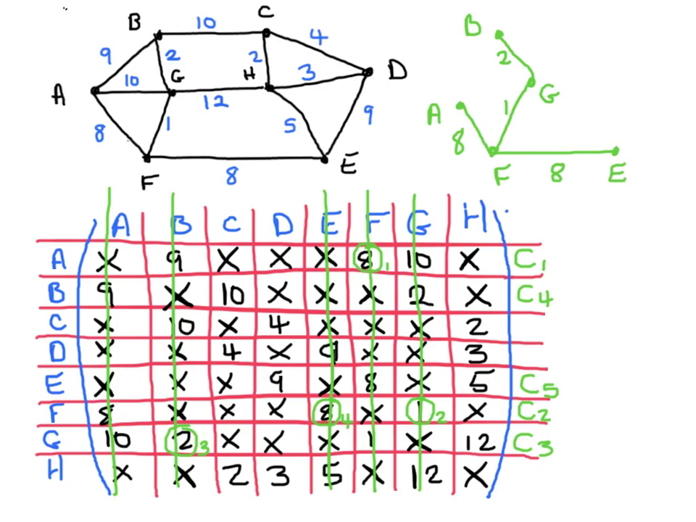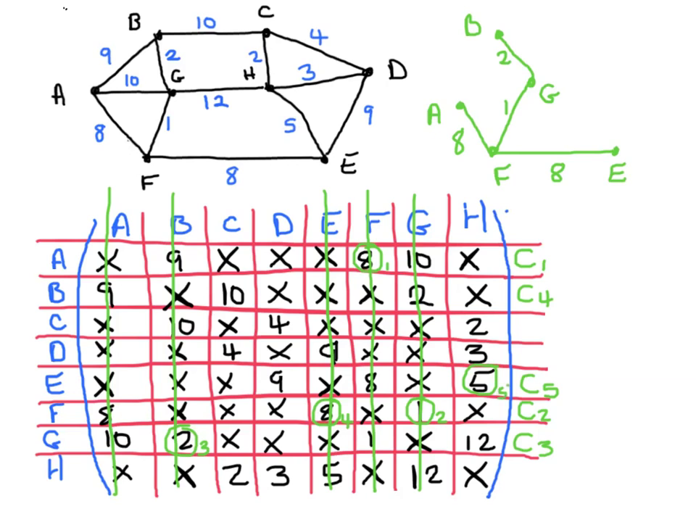Repeating the process again, I look at my connected rows. C1, I have no value available to me. C4, I have the value 10. C5, I have 9 and 5. C2, I have no value available. And C3, I have the value 12. So obviously the smallest of these is going to be my 5. So I'm going to circle this value here, and that's going to be my fifth choice.